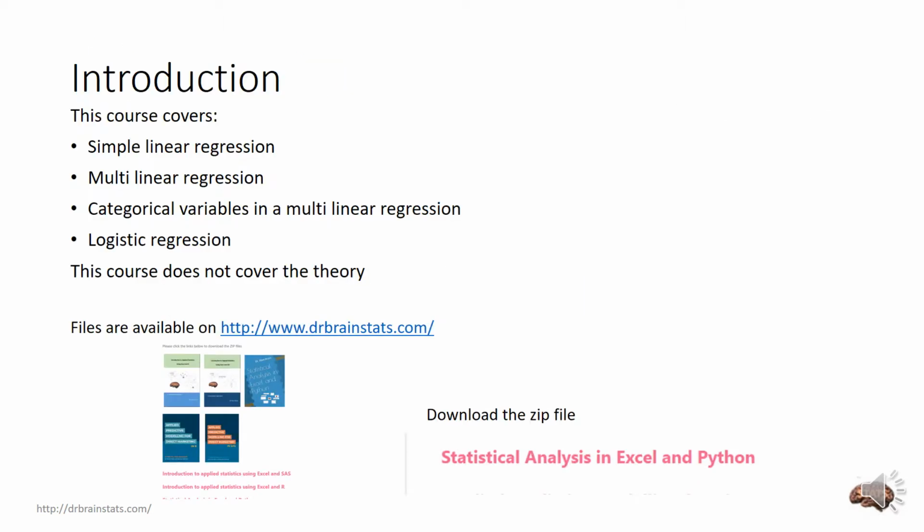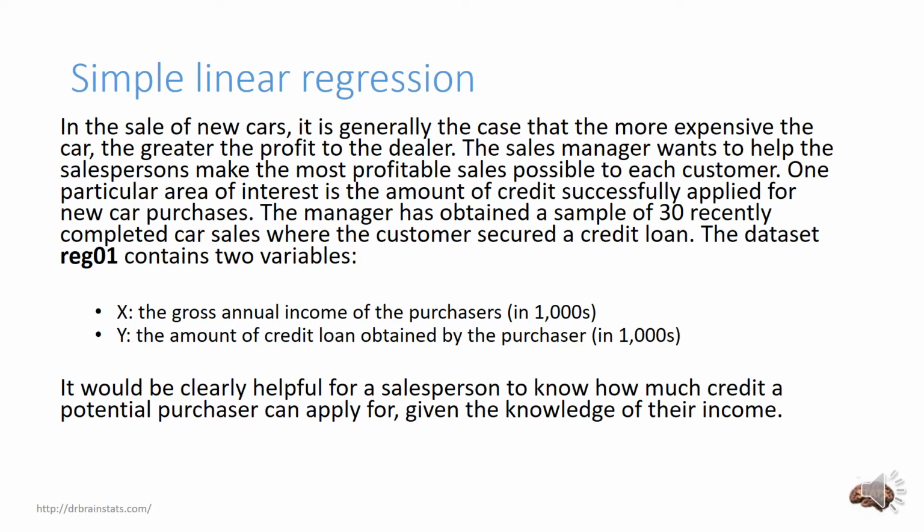This course covers simple linear regression, multilinear regression, categorical variables in a multilinear regression, and logistic regression. This course does not cover the theory. The variable files are available at drbrainstats.com. As we are not concentrating on the theory, we can dive straight into an example of simple linear regression.